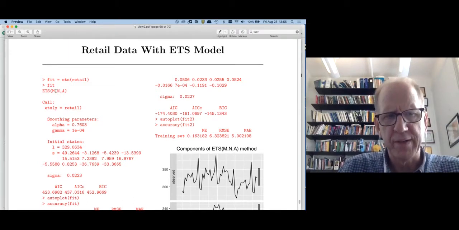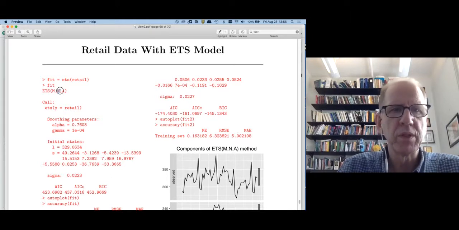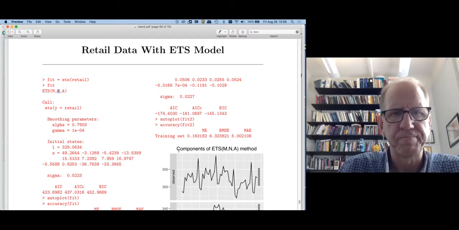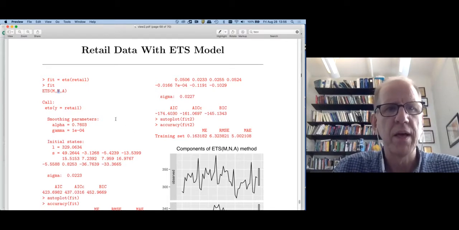So this model has multiplicative errors. It says we really don't need a trend. So there's no real trend happening as long as you take care of the level part. And we're going to use an additive effect for the seasonal effect. So it's kind of interesting.